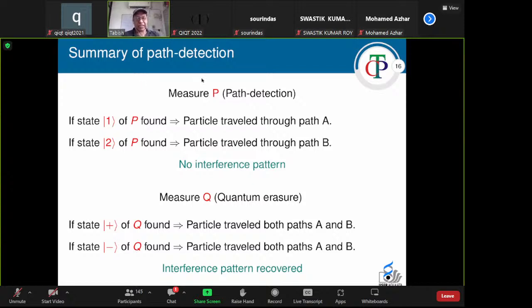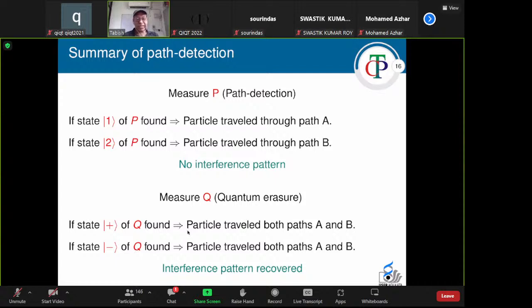So let us summarize this path detection. If you measure the P operator, that is essentially you are finding out which slit the particle is going through. State 1 tells you the particle went through slit A, state 2, the particle went through slit B. On the other hand, if instead of measuring P, you measure the operator Q, which will give you the quantum erasure.